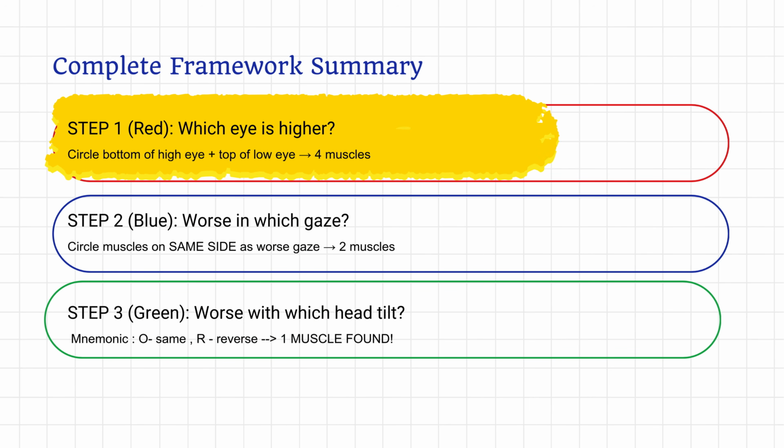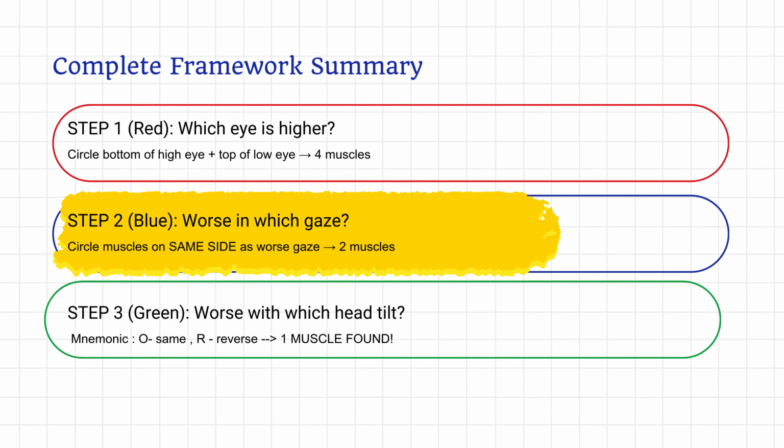So let's summarize the entire framework. Step 1. Identify which eye is higher. Circle the bottom muscles of the higher eye and the top muscles of the lower eye. Step 2. You identify which gaze makes it worse. Circle the muscles acting in the same direction as the worse gaze. Now you are left with 2 muscles.